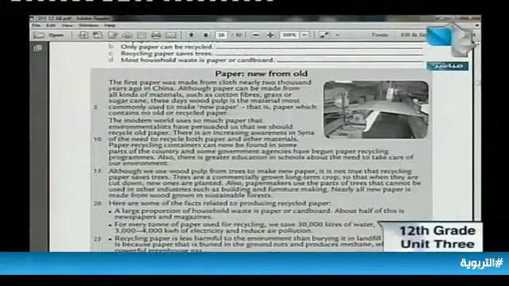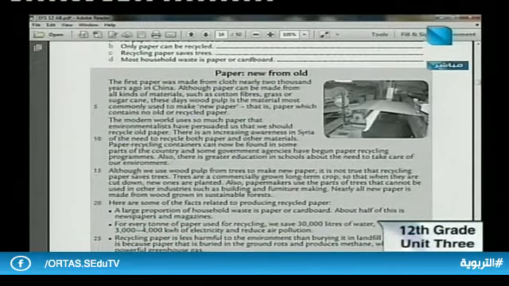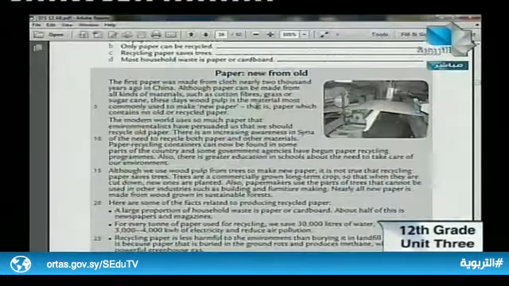Yes, the first paper was actually made from many materials like sugar cane, cotton fibers, and grass. It was made from all these materials, and nowadays, of course, it can be made from pulp.